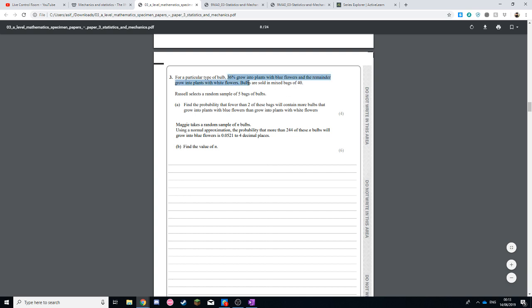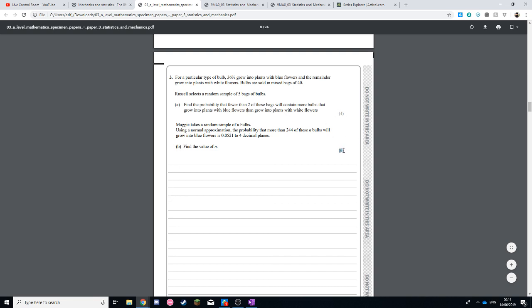Once you find that, make that your p for another binomial distribution. From that binomial distribution, n is 5 now, and your p is the one you calculated, and you want to find fewer than 2. So that's just P less than or equal to 1. And that's these 4 marks.